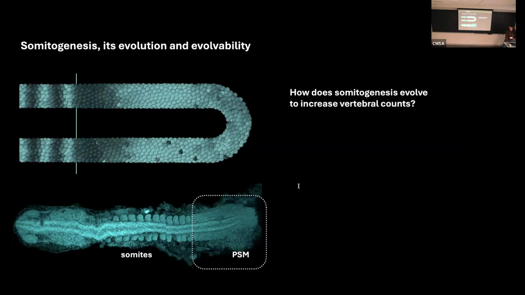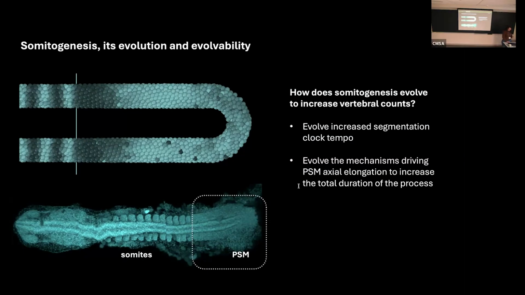In order to increase vertebral counts, one would expect that either the tempo of somitogenesis, so the frequency of the clock, would need to increase in order to fit more somites in the same amount of time that you allocate to the process, or the mechanisms driving PSM axial elongation would need to change to increase the total duration of the process in order to fit more somites in that way, or of course a combination of the two. And we know that both change in evolution.